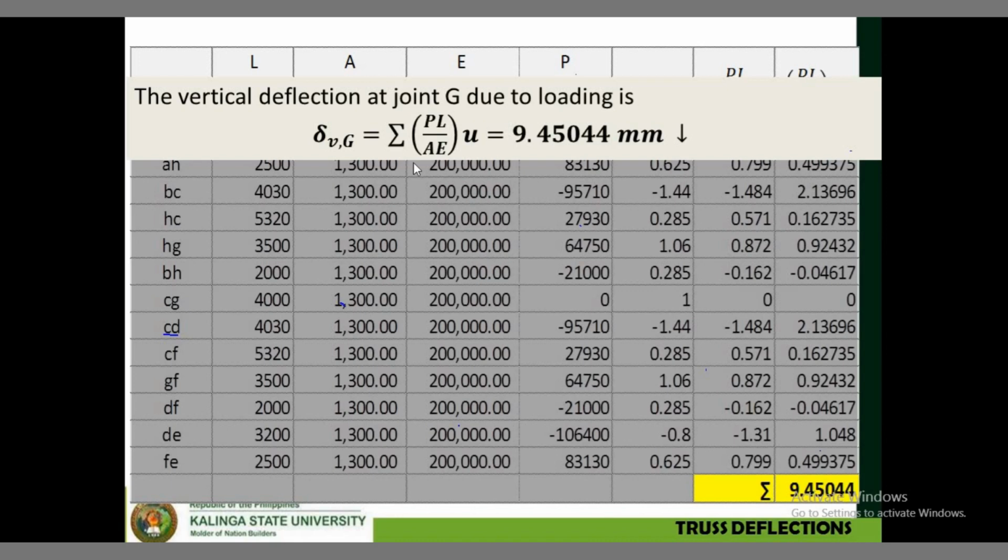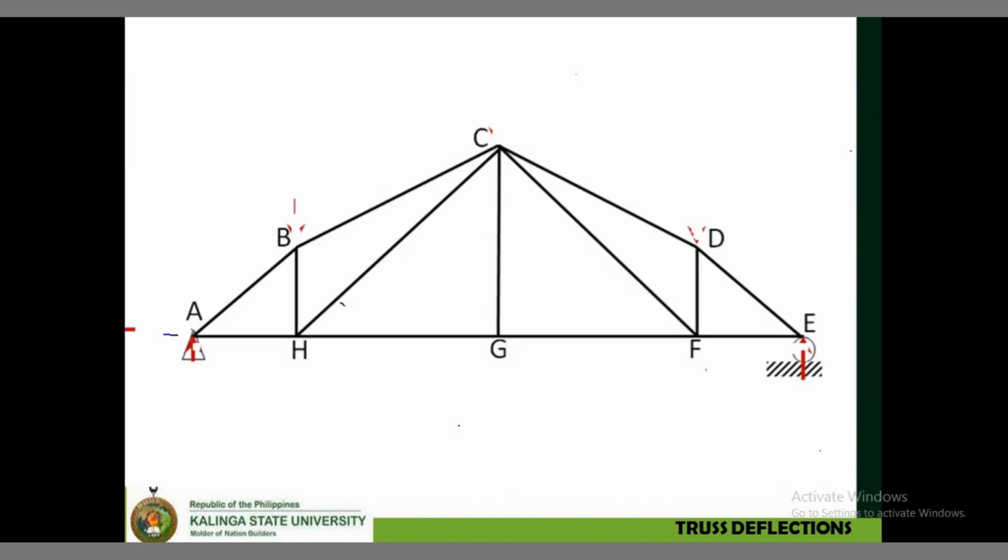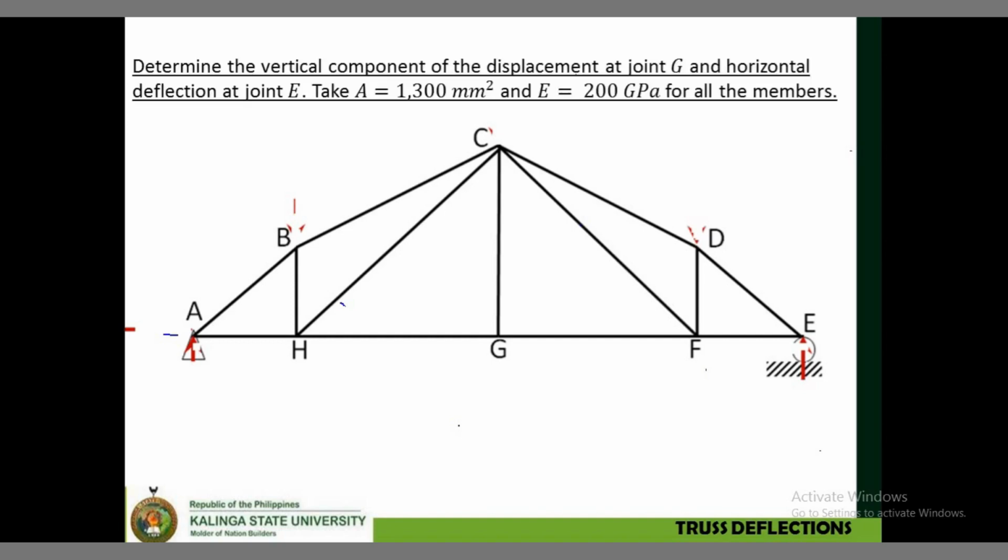If you try again to read the problem, meron pang isang hinahanap dito, yung horizontal deflection at point E. Since sa step 1, nakuha na natin yung value ng P, so proceed ulit tayo sa step 2. This time, ang hinahanap dito ay yung horizontal deflection at point E. Kaya maglalagay tayo ng unit load horizontally kay point E. So, horizontal, again, may assumption here ay mag-move si E to the right. Kaya doon ko ilalagay si 1.